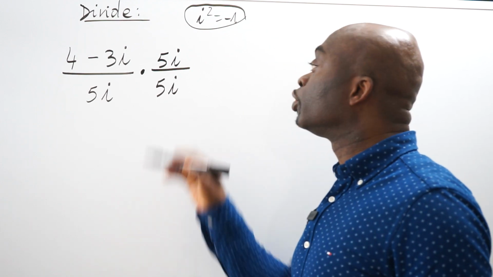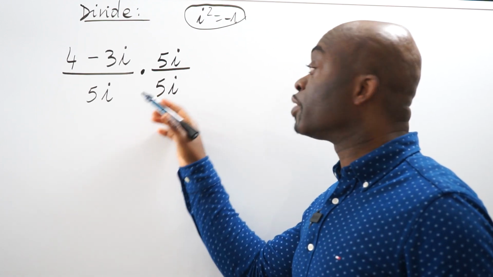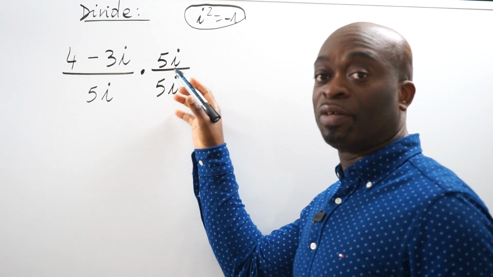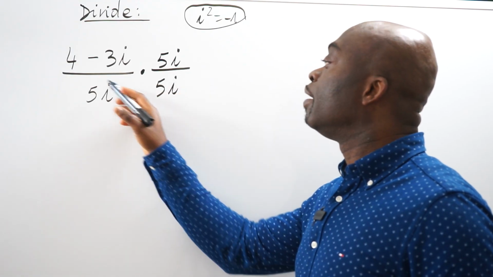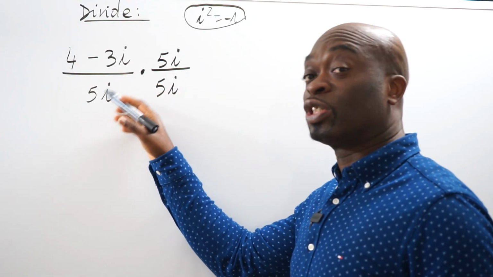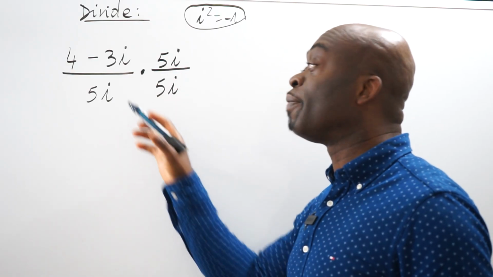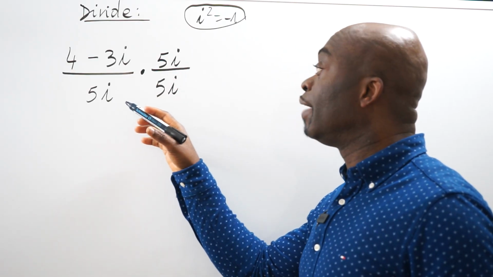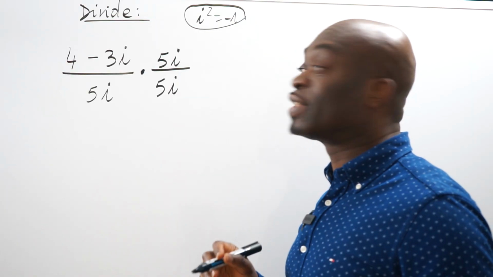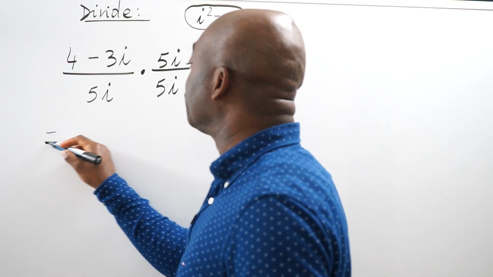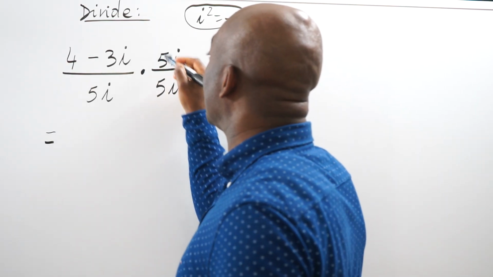To work with such problems, you just have to make up another fraction with the denominator here, which is just one term. So that is 5i over 5i. You don't change it. You don't make it a negative. All right, and then you proceed. Let's go.